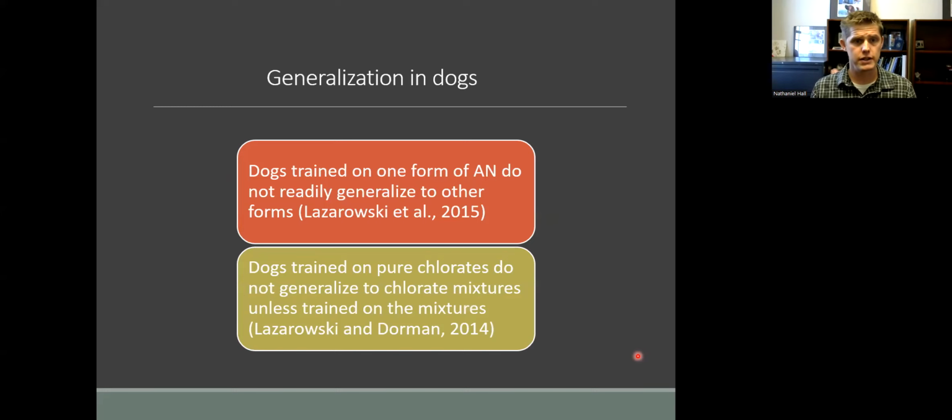We also know that dogs that are trained on one form of ammonium nitrate do not readily generalize to other forms of ammonium nitrate, and dogs trained on pure chlorates don't seem to generalize very well to chlorate mixtures or fuel oxidizer mixtures of those chlorates unless they're explicitly trained on some of those mixtures.